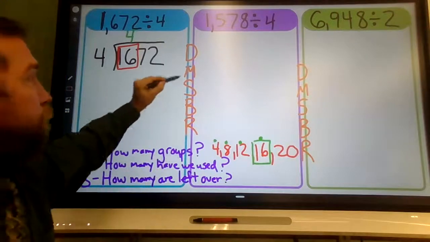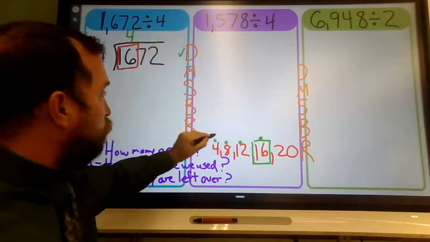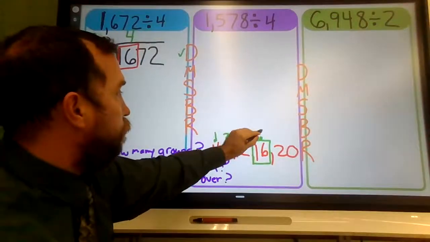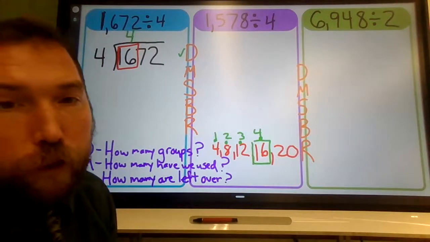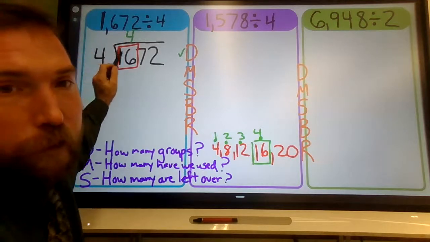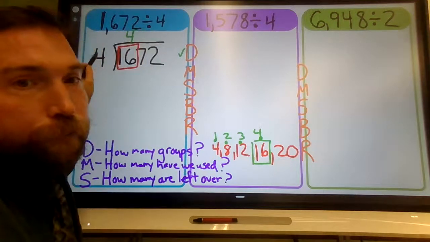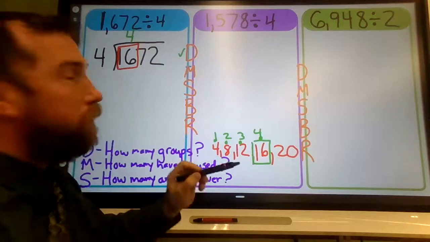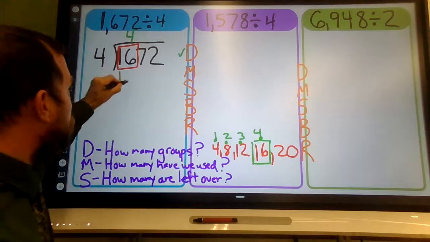Okay? Because then that is really M. D is how many groups? That's the 1, 2, 3, 4 groups. M is the top number times the side number. There was 4 groups, 4 in each group. That's 4 times 4, which is 16.